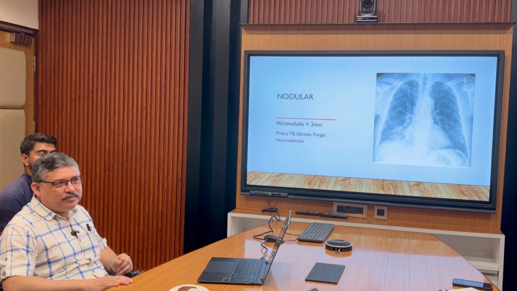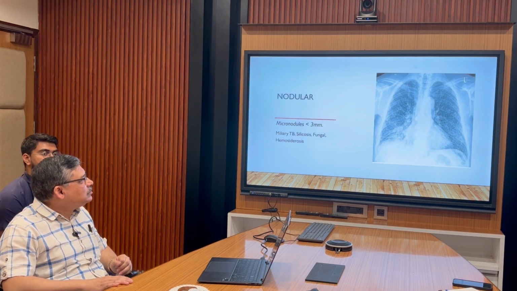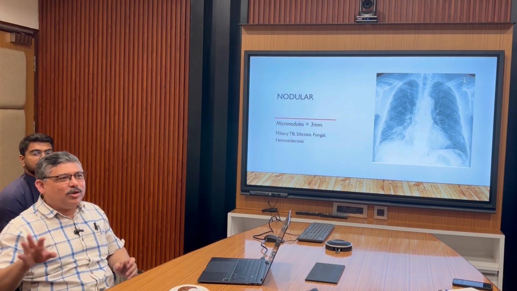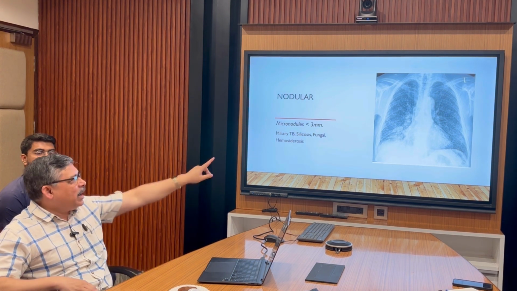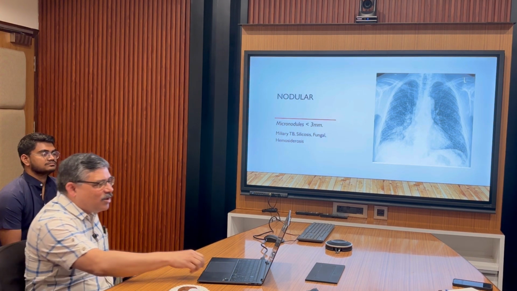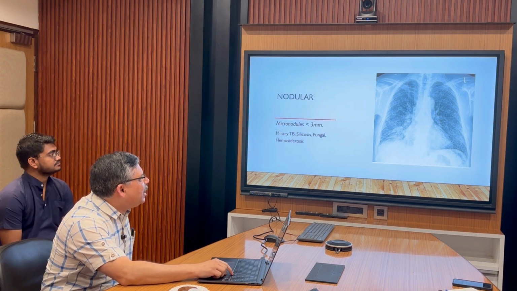Okay. There will be a few very characteristic miliary tuberculosis X-rays which will not be given. An X-ray like this will be given. That is why I have given. So this is a miliary tuberculosis.